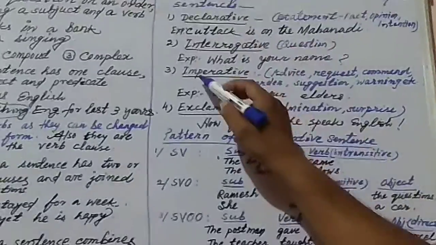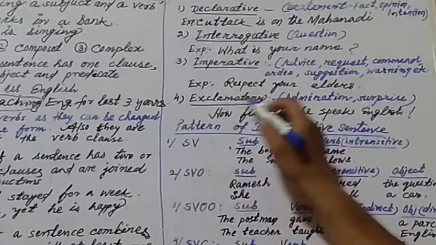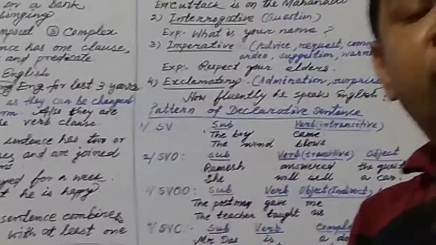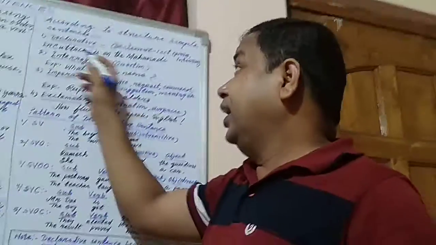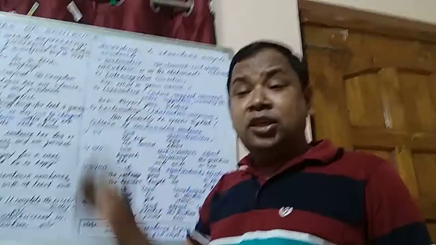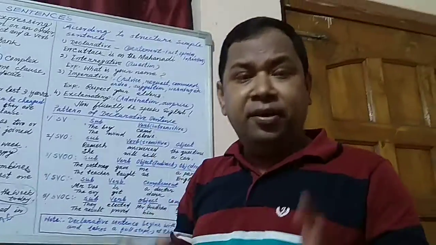Dear students, now let us know what are the different patterns of declarative sentence. We will learn the rest part: interrogative, imperative, exclamatory, these three in our later class, next class, but we will know in detail the declarative sentence. That means the patterns of declarative sentence.